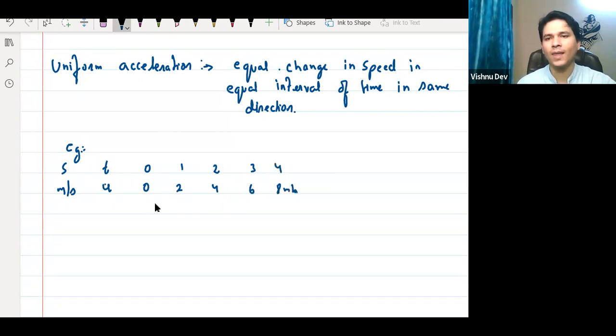Now tell me, what is the change between 0 to 1? What is the change in speed? From 0 to 1 second, what's the change in speed?